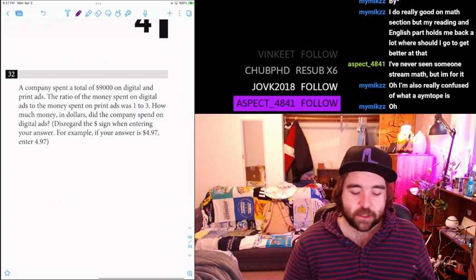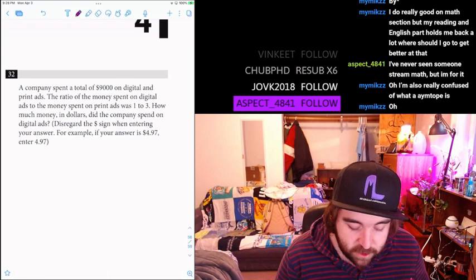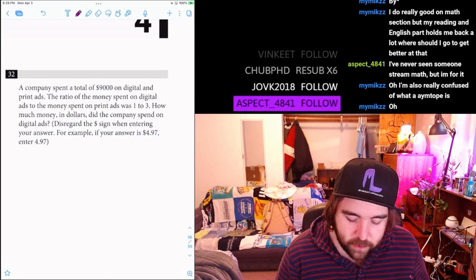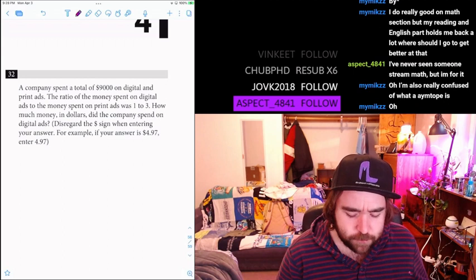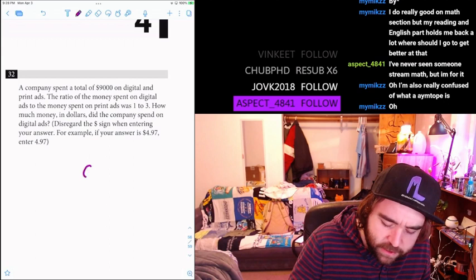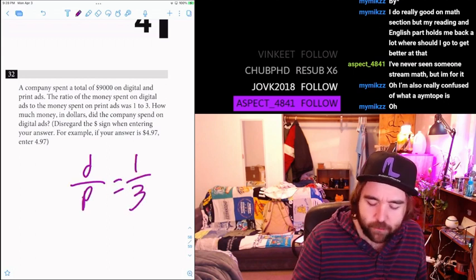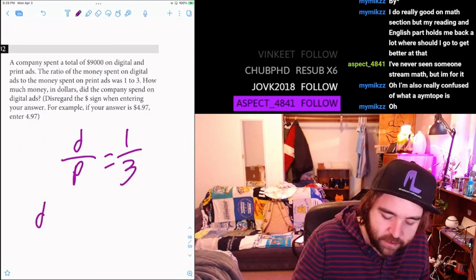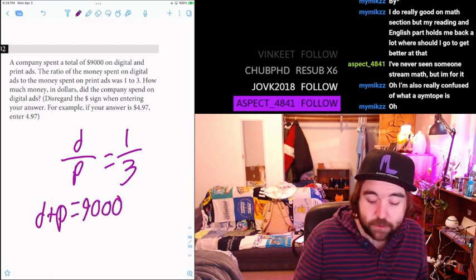Over here, a company spent a total of $9,000 on digital and print ads. The ratio of money spent on digital ads to money spent on print ads was 1 to 3. Ooh. How much money in dollars did the company spend on digital ads? Okay, so we're talking about ratios. So we can say that digital ads to print ads was 1 to 3. That's what they told us, right? And they also told us that digital plus print ads together was $9,000.